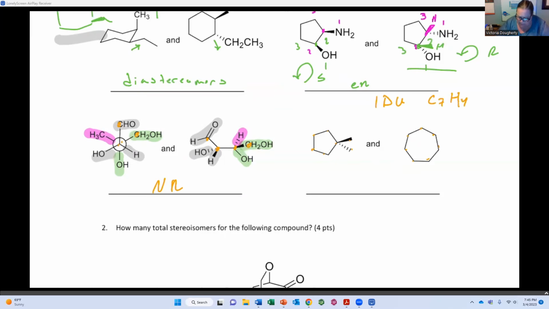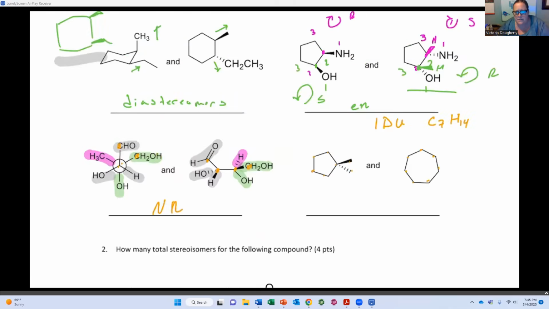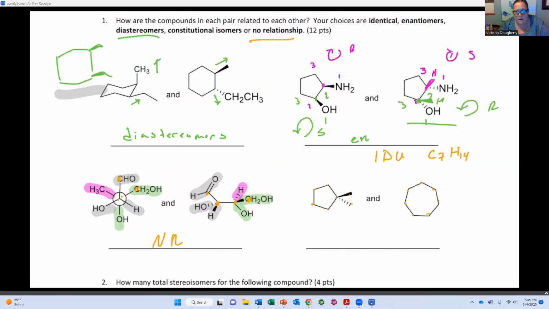This is a shortcut. If they have the same number of carbons and the same number of degrees of unsaturation and they're just hydrocarbons, then by definition they have to have the same molecular formula. You can go ahead and count these up. Obviously, these are not stereoisomers. These are constitutional isomers: same molecular formula, different connectivity.